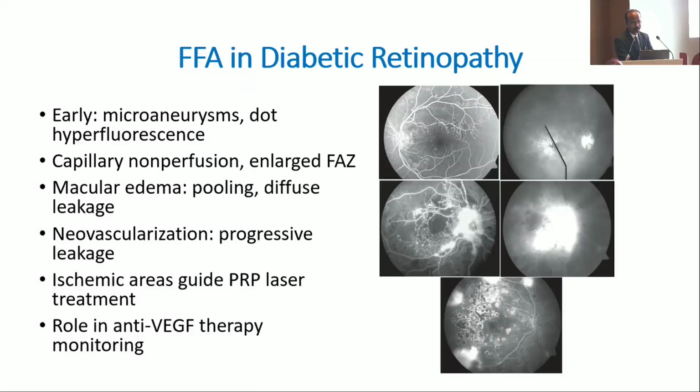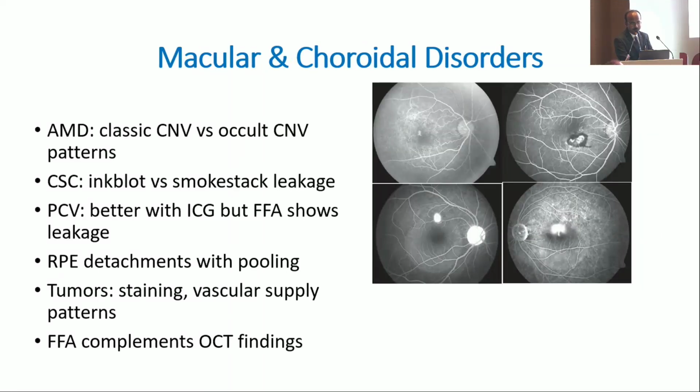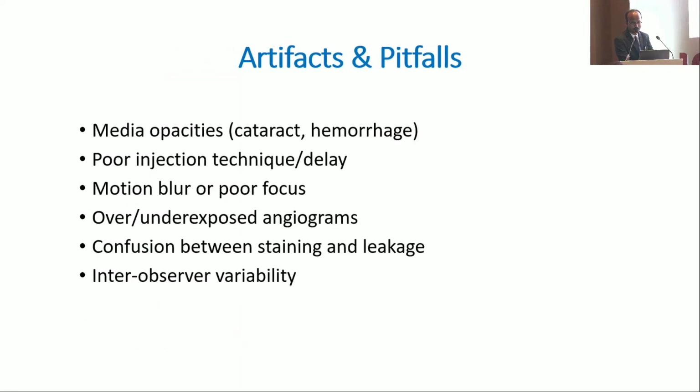So the role of FFA in diabetic retinopathy is identification of neovascularization, differentiating between neovascularization and IRMAs. There are other retinal vascular lesions like CRVO, BRVO, and arterial occlusions that we can identify using FFA, and also macular and choroidal disorders like CSCR, in which FFA plays a crucial role.